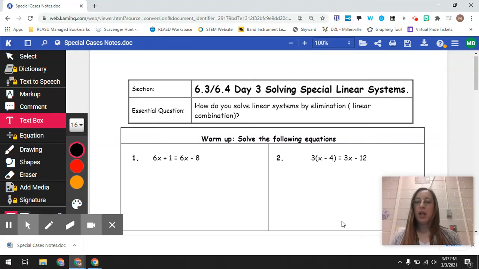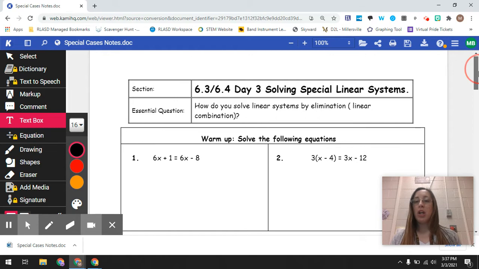So today is going to be our last day with the elimination method when it comes to the lesson. We're going to focus more on solving special linear systems. Our essential question is, how do you solve linear systems by elimination? Again, we're still using the elimination method where you want to be able to cancel everything out.